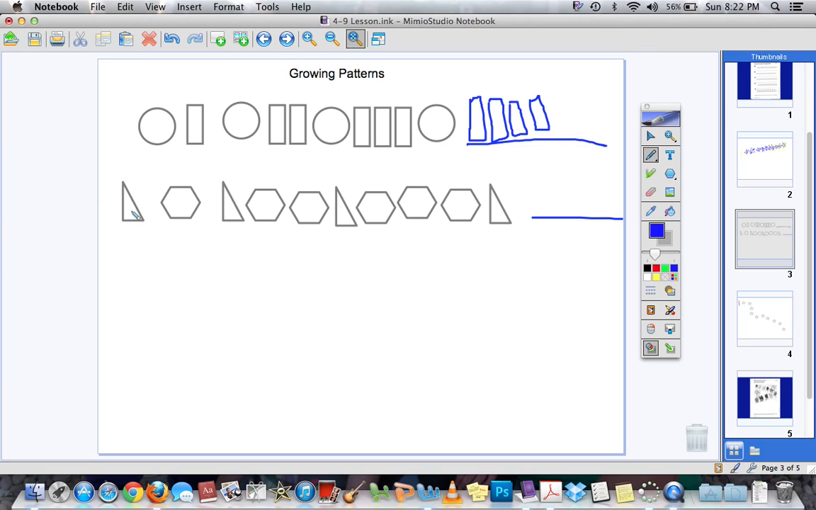We have a triangle and a hexagon. Triangle, hexagon, hexagon. Triangle, hexagon, hexagon, hexagon, triangle. Give you 5 seconds to think about what shape is growing, triangles or hexagons. All right. Hopefully you said hexagons, because we have 1 hexagon, 2 hexagons, 3 hexagons. So now I want you to think, well, how many hexagons will I need here?